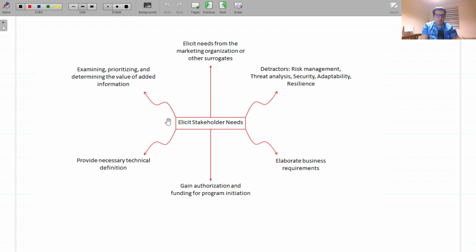Under some circumstances, it may not be practical to elicit needs from the stakeholder but rather from the marketing organization or other surrogates. There may be stakeholders who oppose the system. These stakeholders, or detractors of the system, are first considered in establishing consensus needs. Beyond this, they are addressed through the risk management process, the threat analysis of the system, or the system requirements for security, adaptability, or resilience.